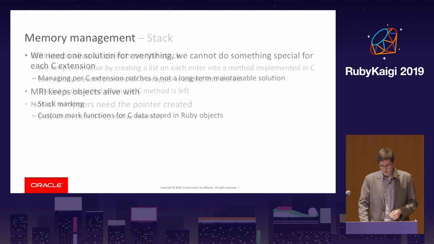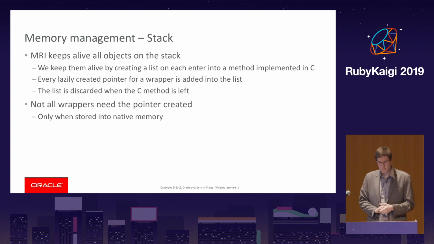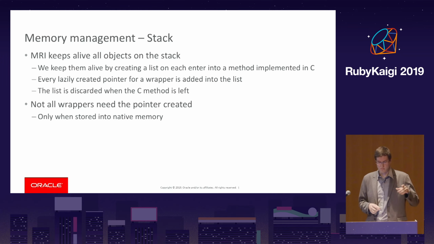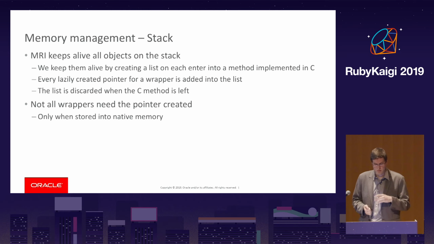So first, how did we deal with keeping the objects alive when they are on the stack? Basically, whenever we enter a C call, we create a list where we put any lazily converted Ruby object when it is converted to a handle, and we keep strong references from this list to all of these objects. And whenever we leave a call from the C extension, we just discard this list, freeing all the objects which needed to be converted. So we will no longer keep them alive.